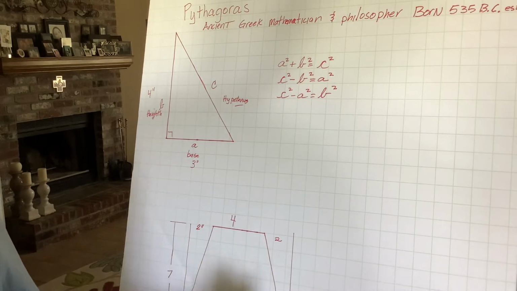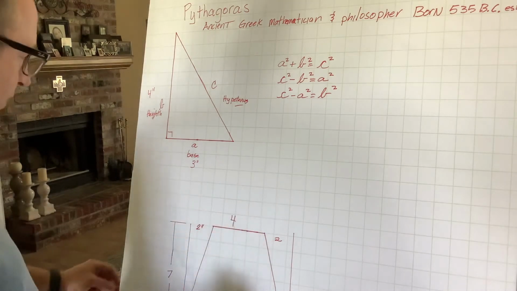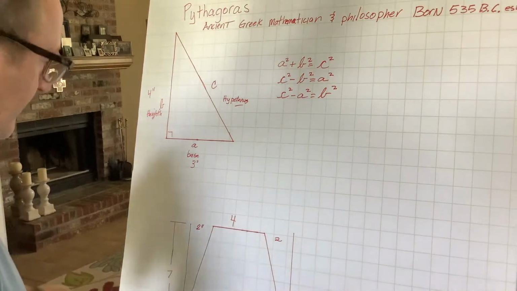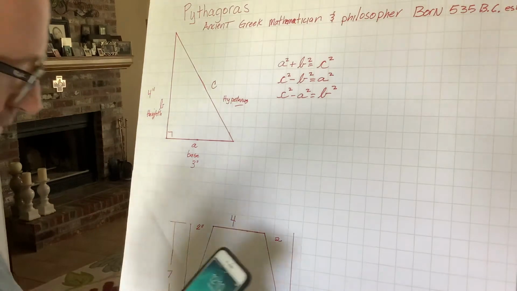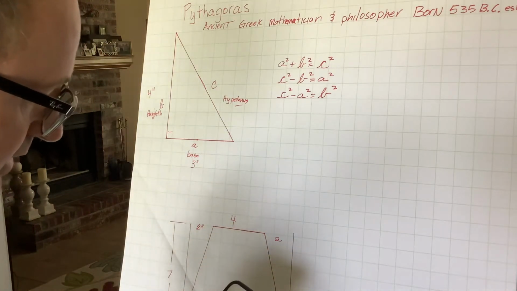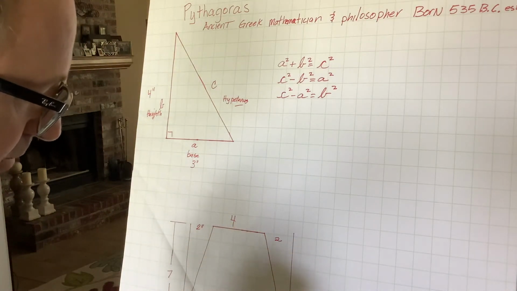3 squared would be 3 times 3, which would equal 9. 4 squared would be obviously 4 times 4 equals 16. So with that being said, I want you to go to your cell phones, go to your calculator app.